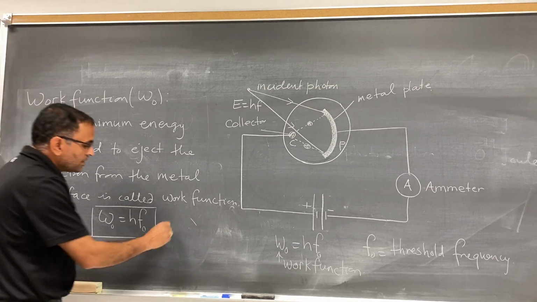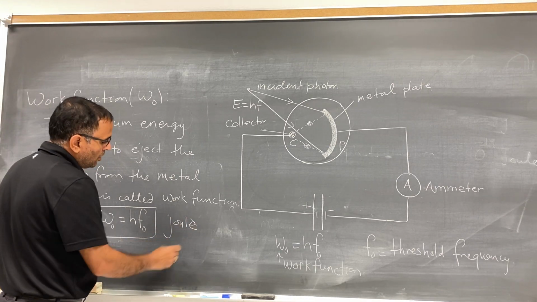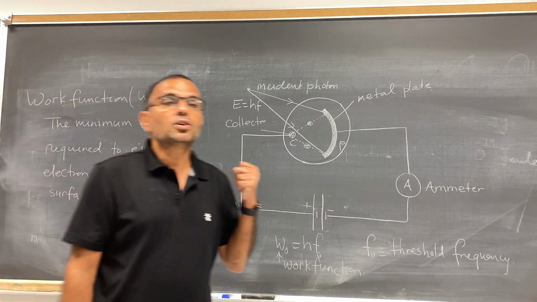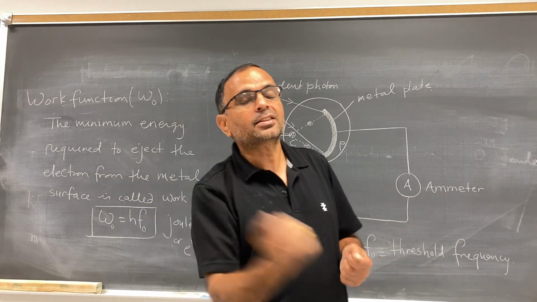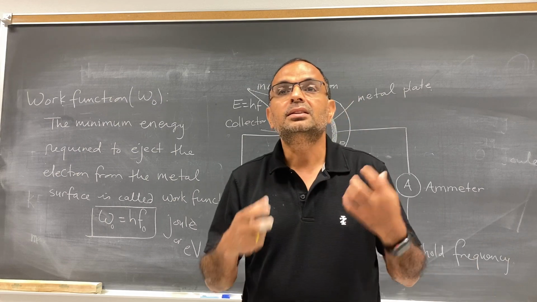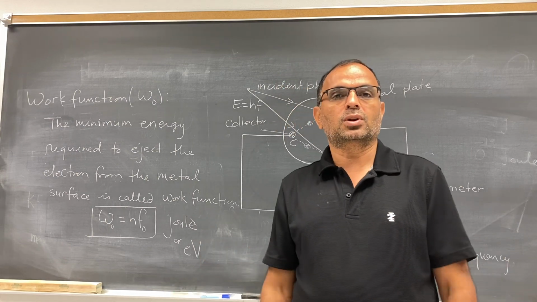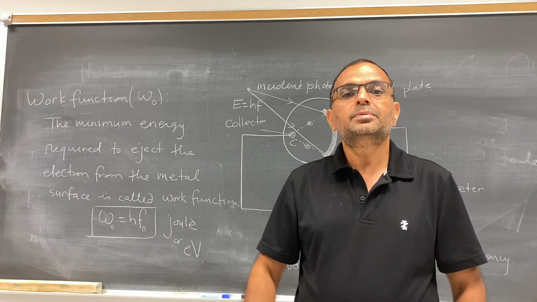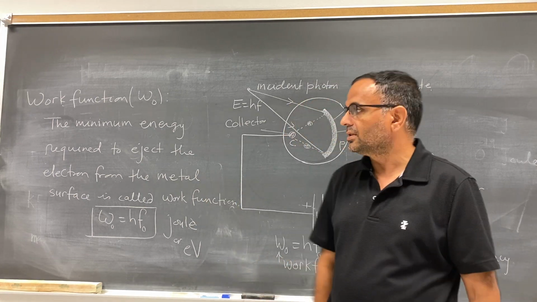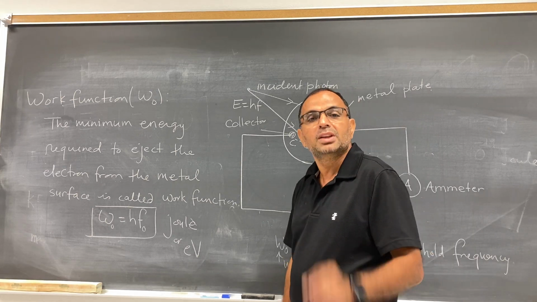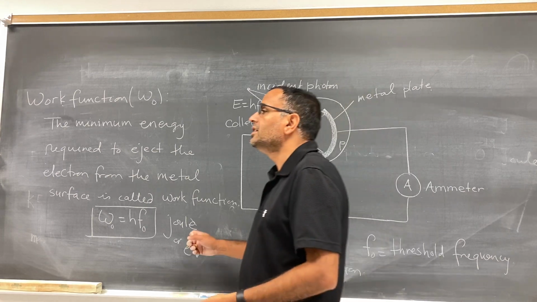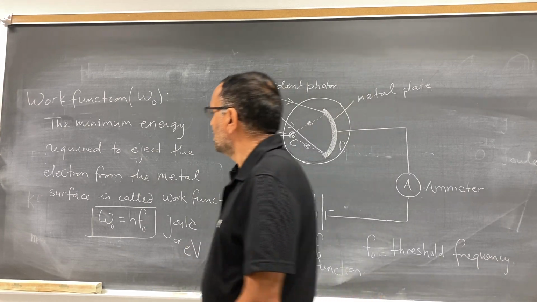So the unit is joule, or you can write electron volt. It is the work function, it is an energy. The minimum energy you need to eject the electron from the metal surface is called the work function. And of course, different metals have different work functions. It is like a characteristic property. So the work function is simply the minimum energy you need to knock the electron out of the metal surface, and the unit is joule, or you can use electron volt also.